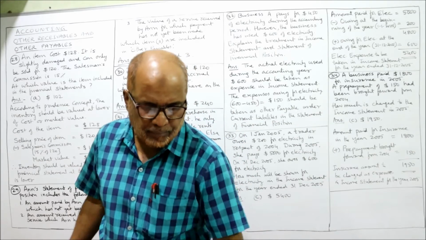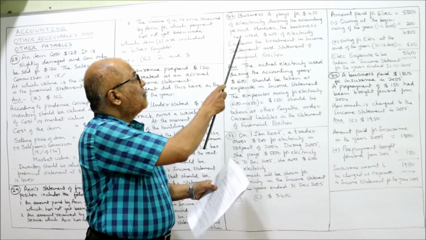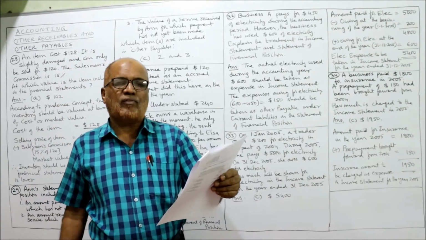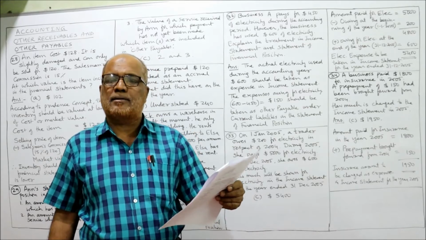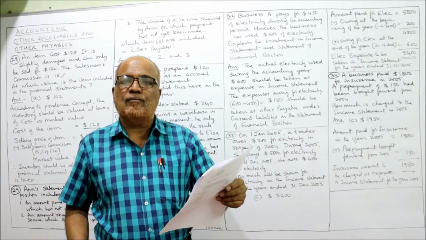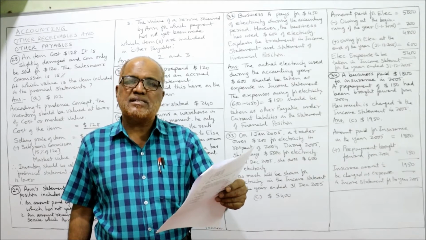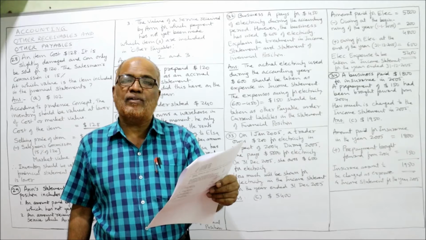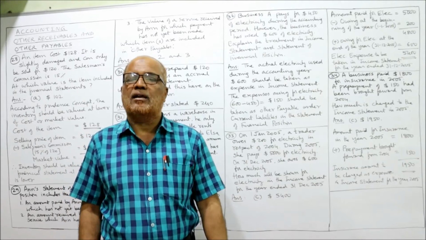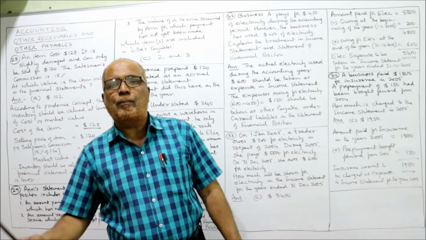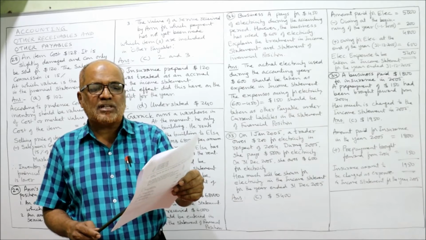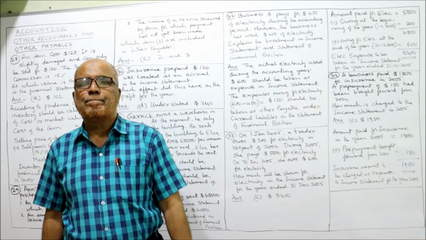This is the 31. Now 32. Problem number 32. Business A pays $450 for electricity during the accounting period. During the current year, $450 is paid for electricity. However, the business has used $600 of electricity. The actual electricity consumed during the year is $600. But the amount paid for electricity is only $450. Explain the treatment in income statement and statement of financial position.